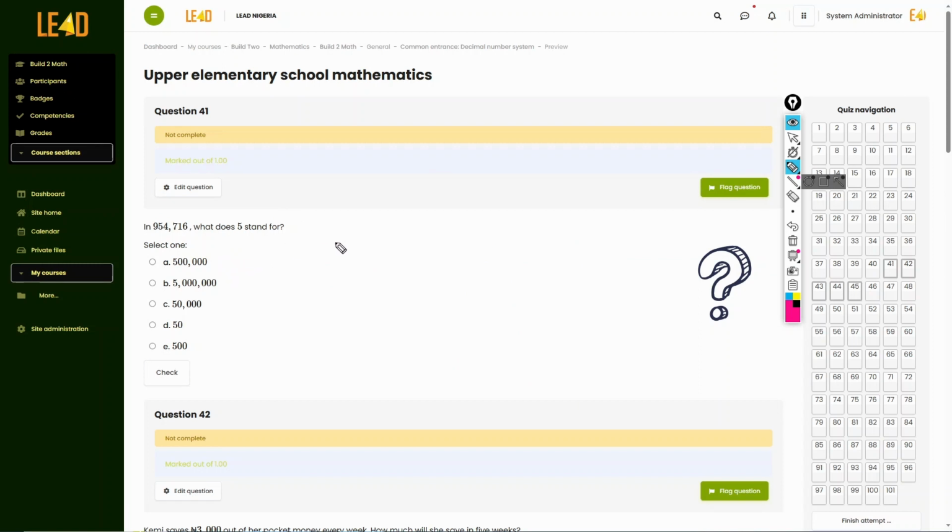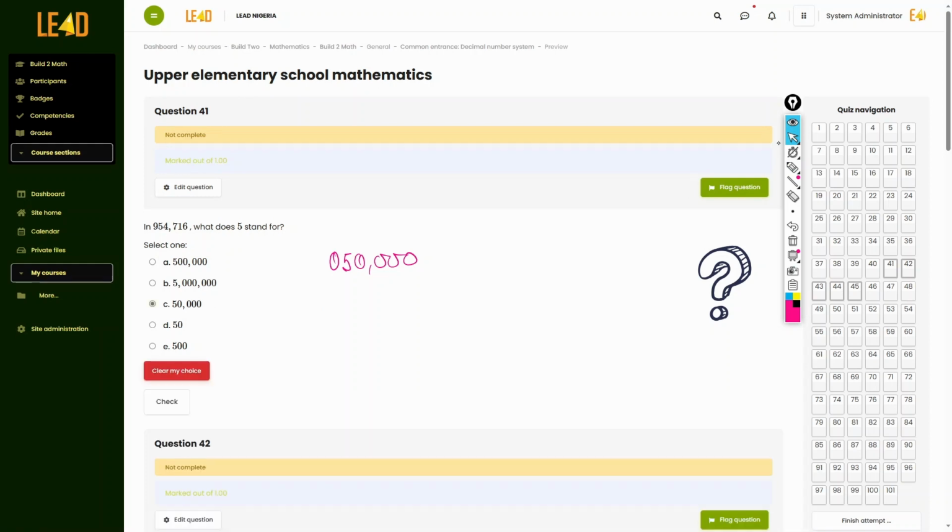In 954716, what does the number 5 stand for? So again, we keep 5 and turn everything else to 0 to find the value. We would have 050,000. That's 50,000. So the correct option is C.